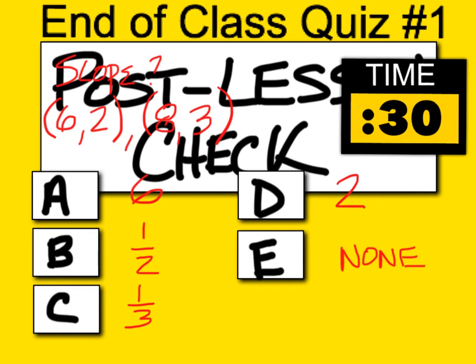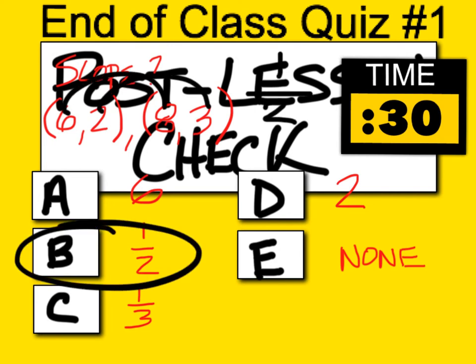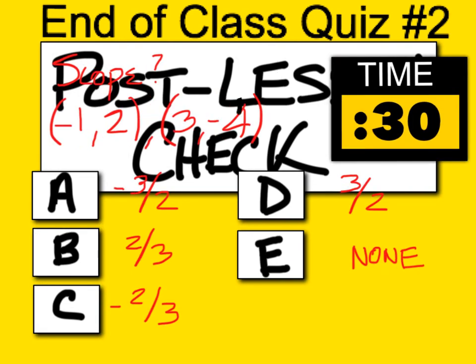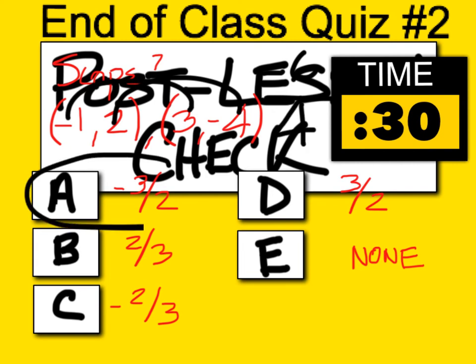For the first one, 3 minus 2 is 1 and 8 minus 6 is 2. That's B. It is a half. 2, negative 4 minus 2 is negative 6. 3 minus a negative 1 is 4. That reduces to a negative 3 over 2. A.